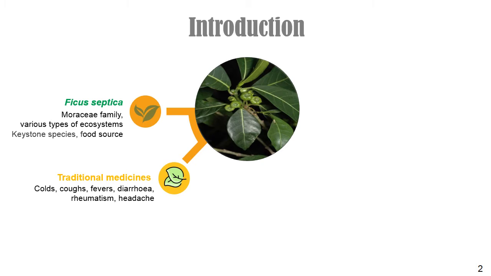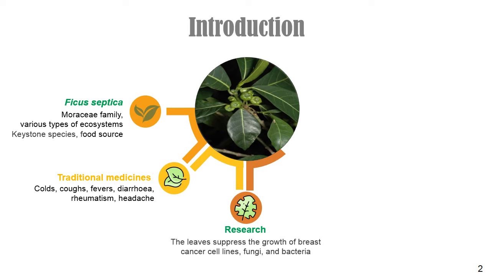Ficus septica has been used in traditional medicine for a long time. The leaves are used to treat colds, cough, fevers, diarrhea, rheumatism, and headache. Several studies reported the ability of the leaves to inhibit the growth of breast cancer, fungi, and bacteria.